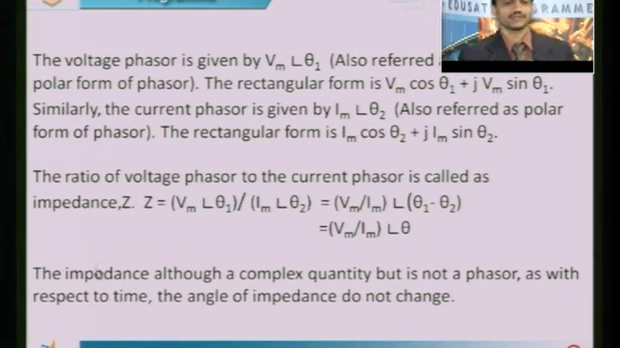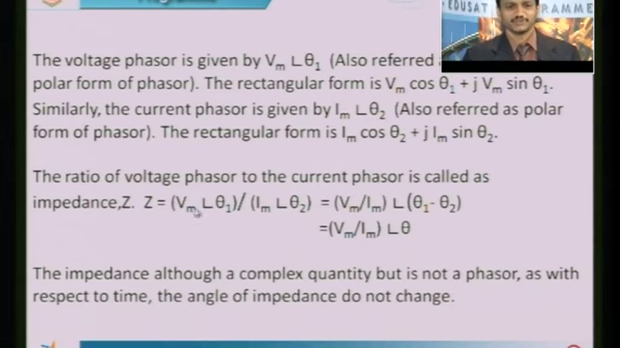One more thing we have to remember here is that the impedance, although a complex quantity, is not a phasor. As already told, a phasor is a rotating vector; it rotates with respect to time, so it changes its angle with respect to time. The impedance is not a phasor, which means that with respect to time, its angle doesn't change, whereas the voltage and current phasors do change their angle with respect to time.